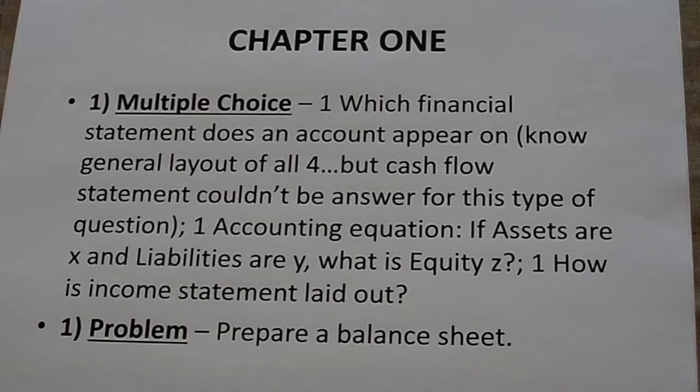With regard to Chapter 1, there are some multiple choice questions that show up on the test. What financial statement does an account appear on? That might mean, for example, that I give you cash and say what financial statement does that appear on. I want you to know some things about the cash flow statement, but it wouldn't be this type of question. So you wouldn't have to know what type of statement belongs on a cash flow, because if you've looked at that statement, there really aren't any types of accounts on there. There are changes in accounts, but not an account balance on there.